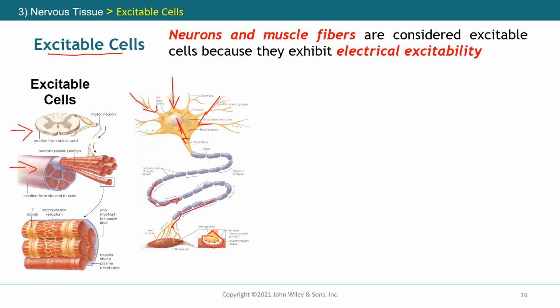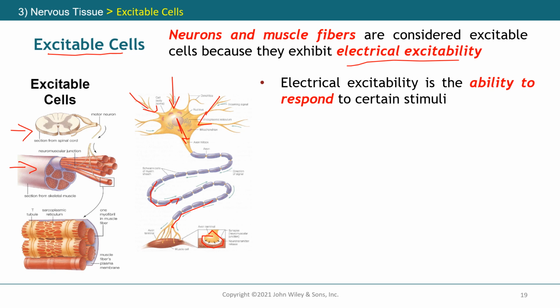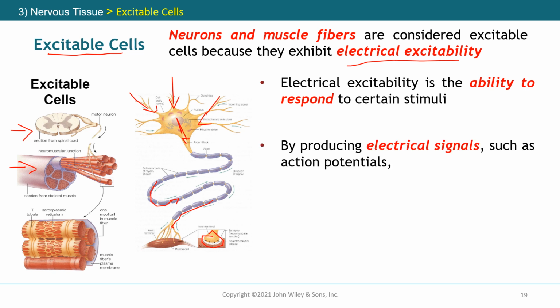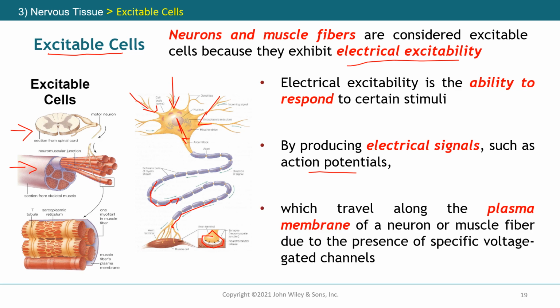Neurons and muscle fibers are considered excitable cells because they exhibit electrical excitability. The electrical excitability is the ability to respond to an electrical stimulus, and they do it by producing electrical signals such as the action potentials that we will talk about. And those action potentials travel along the plasma membrane, and in this case they can produce changes in proteins like the voltage gated channel.